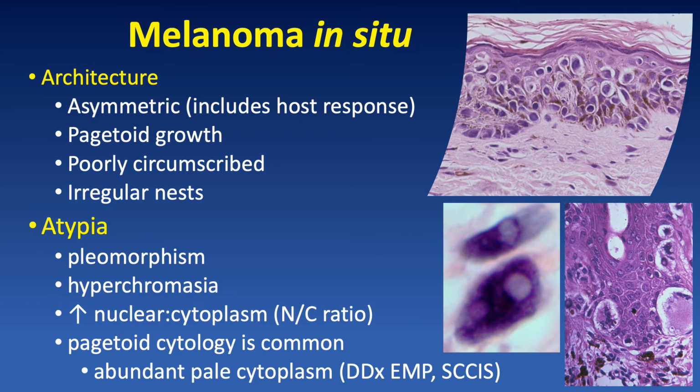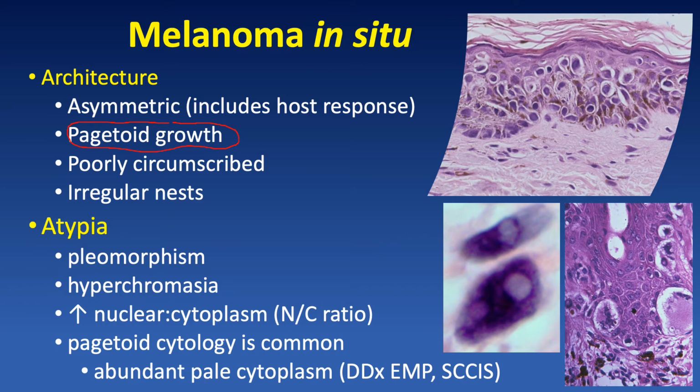Starting with melanoma in situ, we often see asymmetry, and this includes the host response against the lesion. Pagetoid growth is a unique feature of in situ melanoma, which we'll look at in greater depth. And melanoma in situ is often poorly circumscribed in that the lesions are not well demarcated. They tend to trail off irregularly, mostly as single melanocytes. And the nests that form are often markedly irregular in their size, shape, and spacing compared to a nevus. And of course, we expect cytologic atypia, so pleomorphism of nuclei, hyperchromasia of nuclei, increased NC ratios with scant cytoplasm.